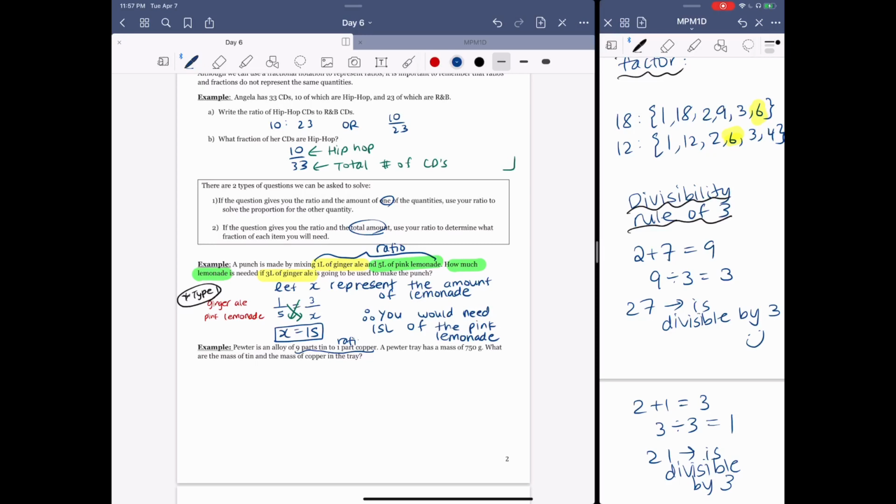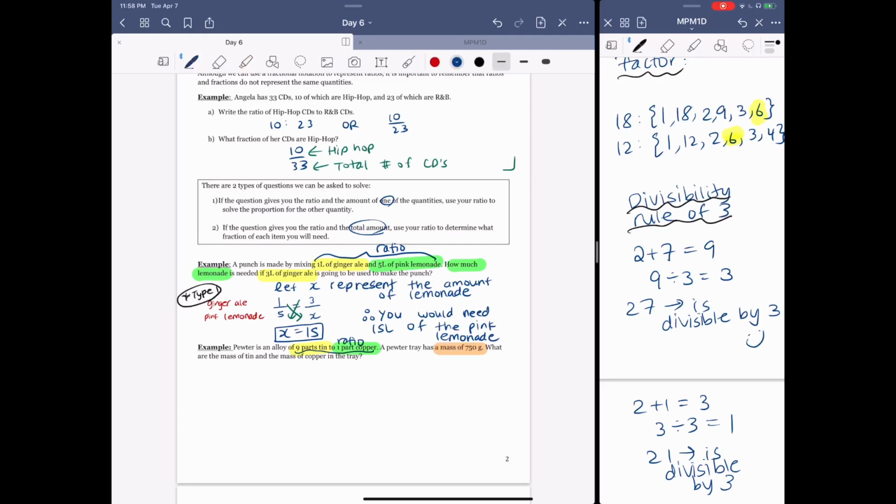That is a ratio. Okay, so I'm going to highlight some parts. So I have 9 parts tin and I have 1 part copper. A pewter tray has a mass of 750. Well, do you think I'm going to use the yellow or green highlighter for that? Well, a pewter tray is a mix of tin and copper, so I'm not going to use the yellow or green. I need to use a different kind of color to indicate that it's something different.